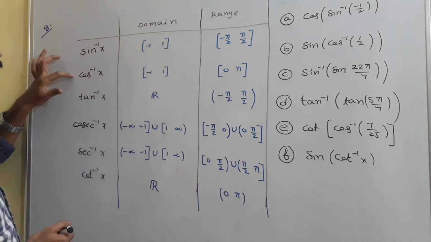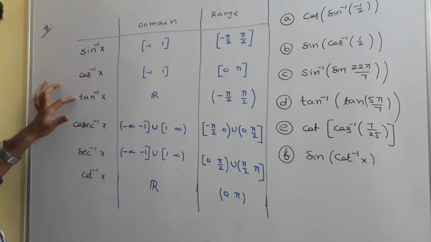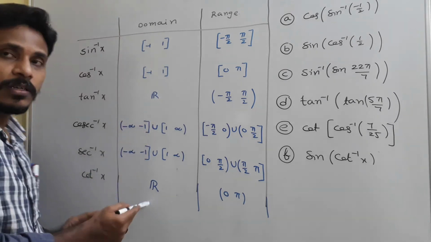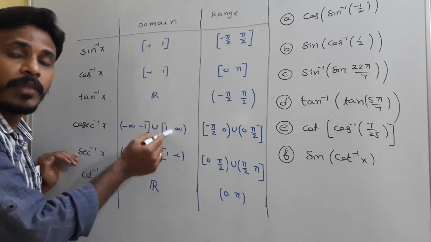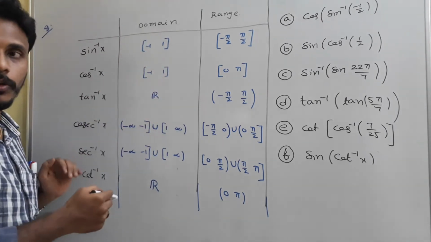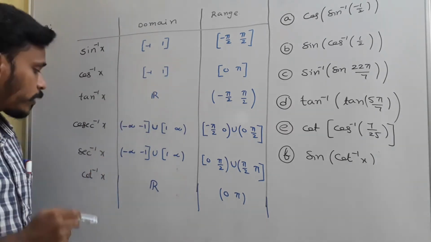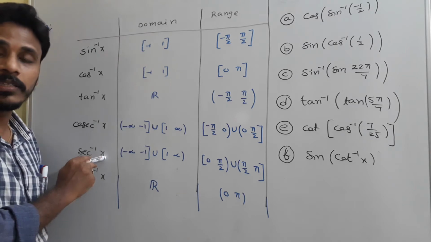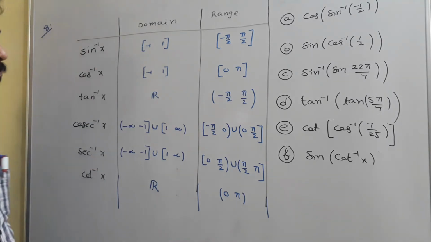For sine inverse x and cosecant inverse x, the domains are same. For tan inverse x and cot inverse x, the domains are same. For cosecant inverse x and secant inverse x, the domains are same, and this domain is just a reciprocal of the domains of these two, because here the values are in between -1 to 1, whereas for secant inverse x and cosecant inverse x, the values are outside of that -1 to 1, right?